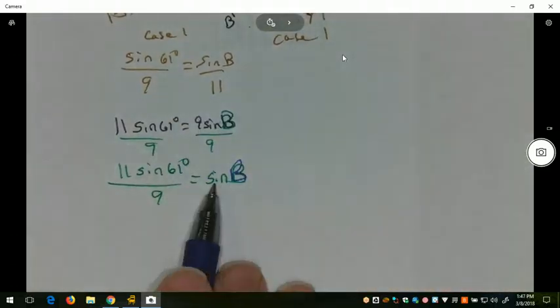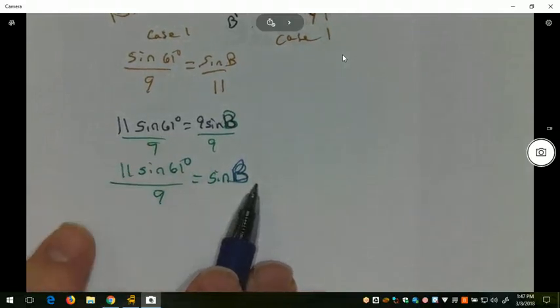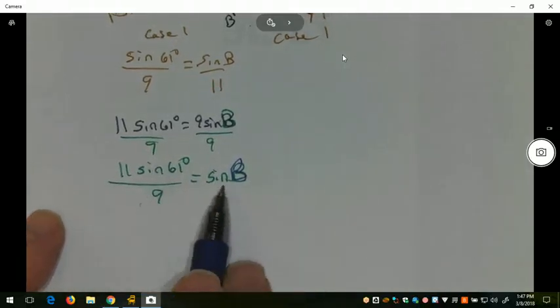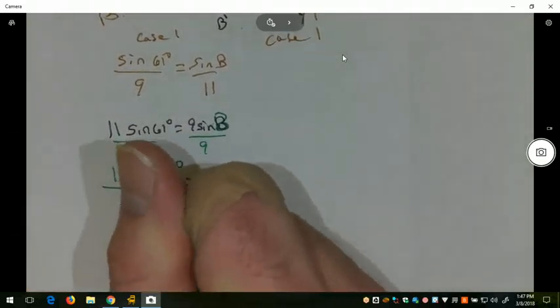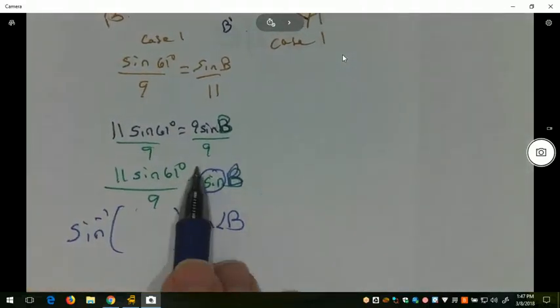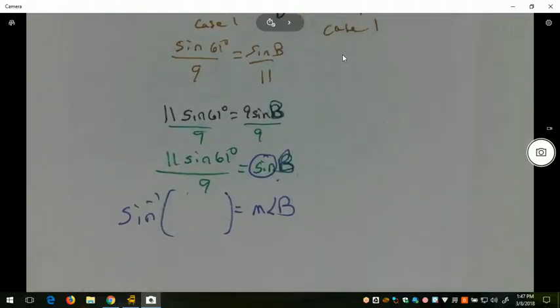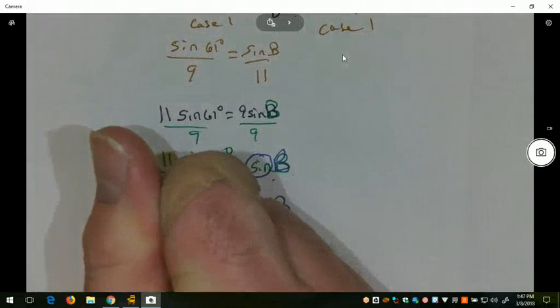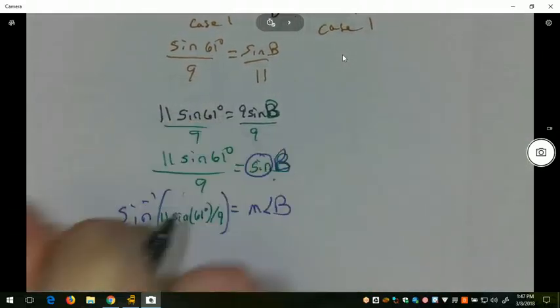Once again, we're trying to find the measure of angle B. We know the ratio for sine of angle B is this, whatever this number is. But we don't want the ratio of sine of angle B, we want the measure of angle B. So we have to get rid of this sine by doing sine inverse. Sine inverse of this would make the sine go away. Whatever you do to one side, you do to the other side. So in my calculator, I actually need to do sine inverse of 11 times the sine of 61 divided by 9.